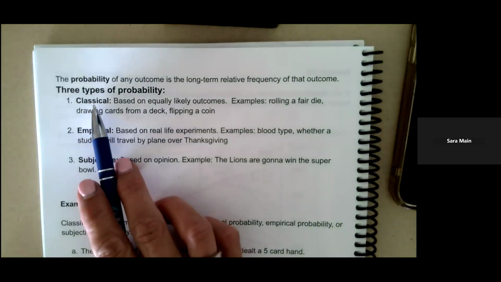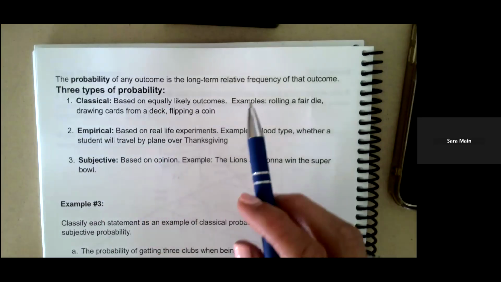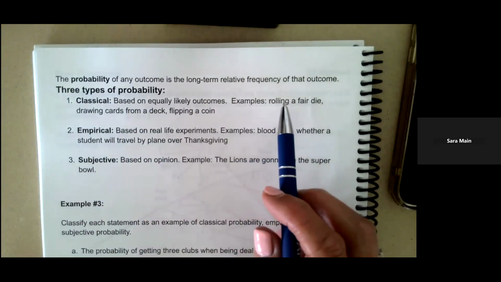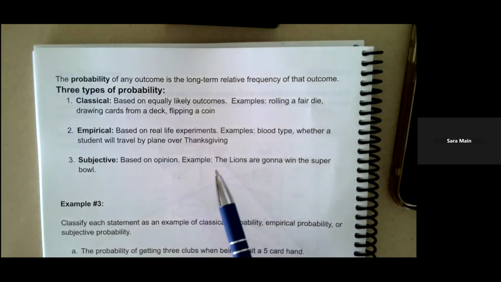So classical probability is based on equally likely outcomes. We've already looked at a few examples of those: rolling a fair die, drawing cards from a deck, and flipping a coin. All should have equally likely outcomes of being drawn.